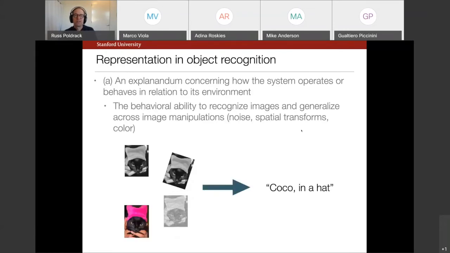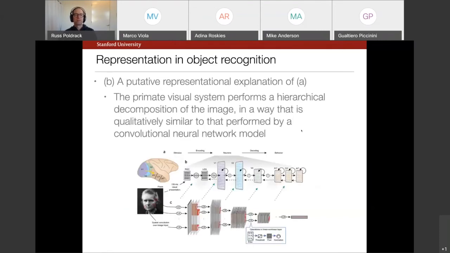So first, what's the thing that we're trying to explain? Well, we're trying to explain the fact that, given many different types of inputs, an effectively infinite number of possible inputs, how can we see those and come up very quickly, within hundreds of milliseconds, with an appropriate label, right? Across many different image manipulations, noise, spatial transformations, color, and so on. What is our representational explanation today?